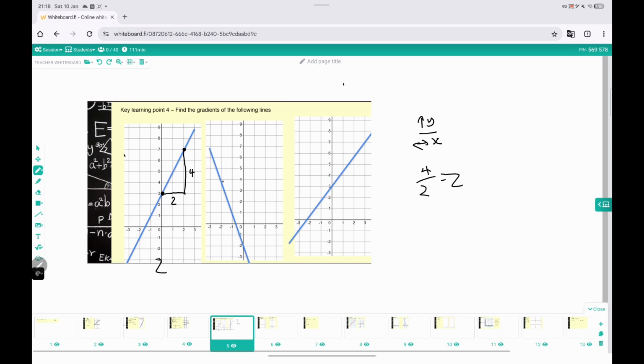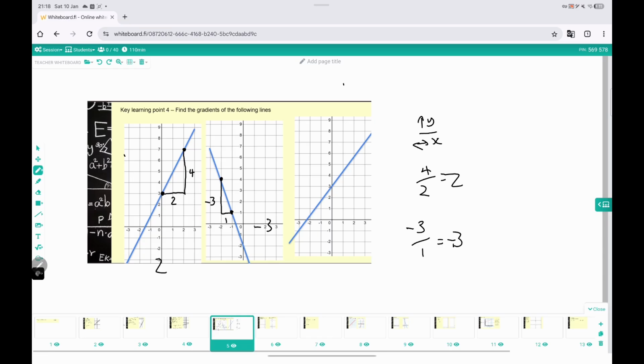Right, this next one here, if I pick these 2 points here, okay, I actually see that I've got a negative gradient. Now, how do I know this is a negative gradient instead of a positive one? It's because from left to right, which is of course how we read and how we generally do mathematics, it's going downwards. So this is a negative gradient. So the change in y is minus 3, the change in x is 1, giving us a gradient of minus 3.